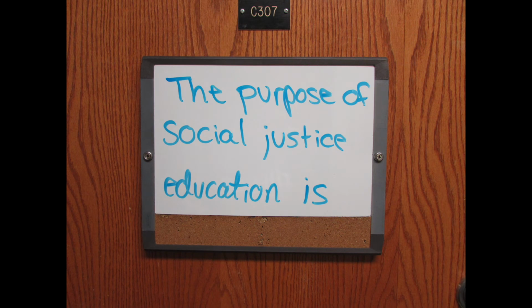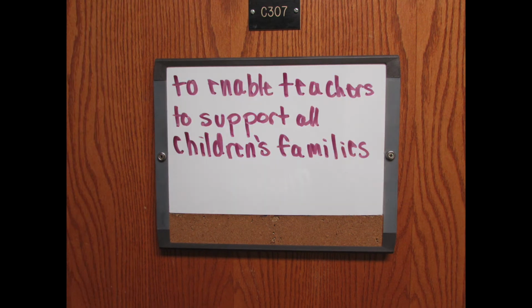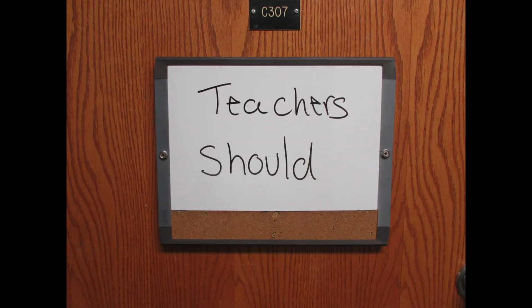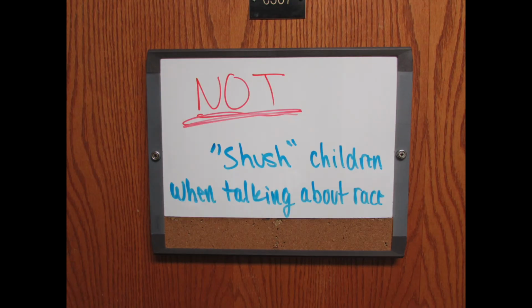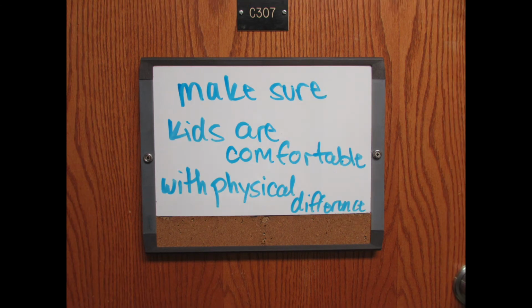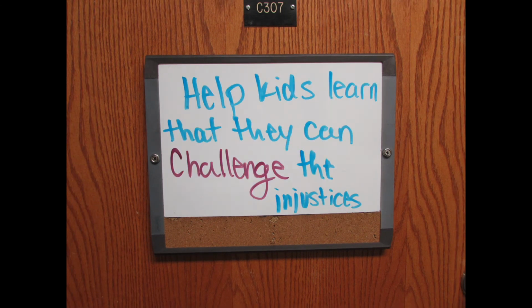So, the purpose of social justice education is to enable teachers to support all children's families and to foster in each child fair and respectful treatment of others whose families are different from their own. Teachers should not shush children when talking about race. Make classrooms a safe space, and make sure kids are comfortable with physical difference. Help kids learn that they can challenge the injustices.